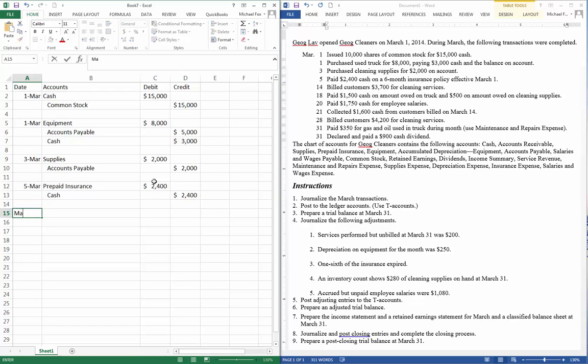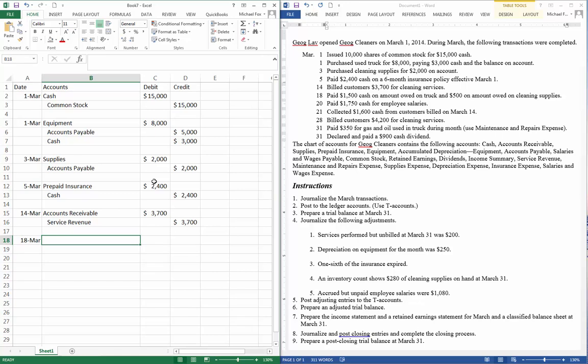March 14th, billed customers $3,700 for cleaning services. If we're billing them, that means that we've earned the money, but they haven't paid us yet. So our accounts receivable, that's an asset that represents money owed to us, will increase by $3,700. And our revenue, I think they call theirs service revenue, will increase by $3,700.